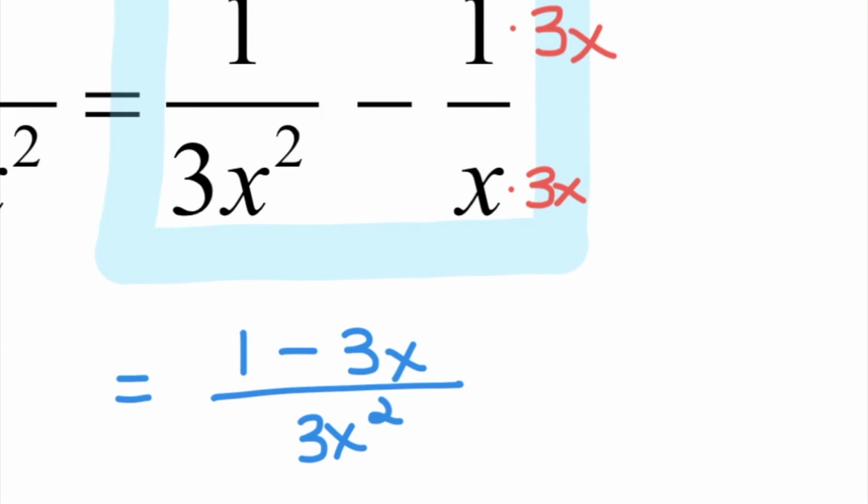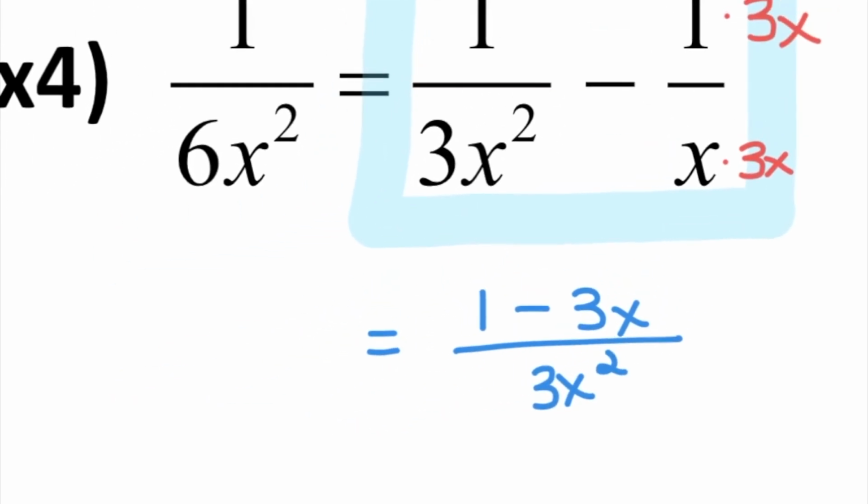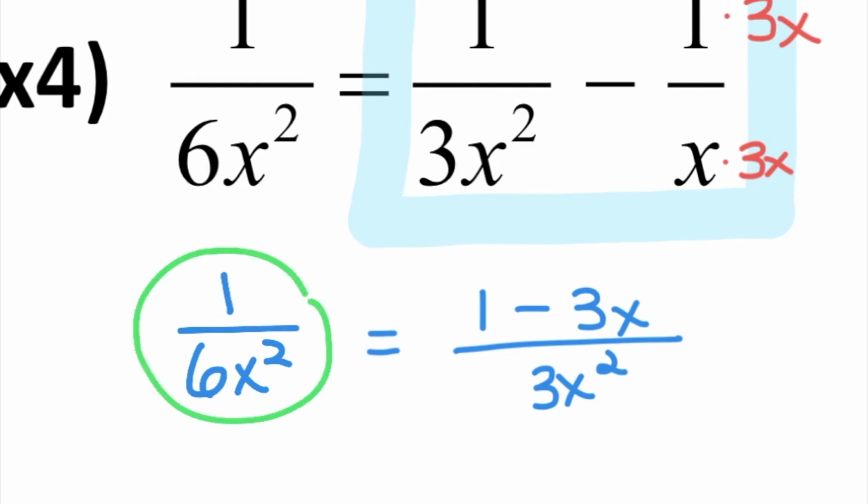Now I have one fraction. Don't even check to see if it's simplified. If you want to, you can, but you don't have to. But I've got 1 minus 3x over 3x squared. Hint, it already is simplified, but it doesn't have to be. I'm going to bring down the other side because the other side was already a fraction. So now I have a fraction equals a fraction. And so the next thing that I'm going to do is look at the cross products.